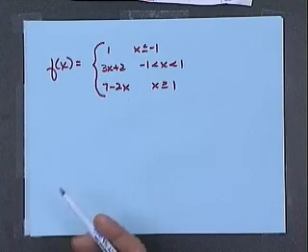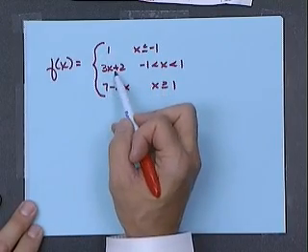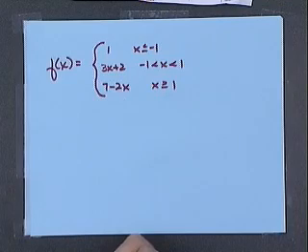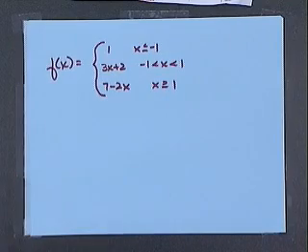So this split domain function happens to be 3 pieces. That's a constant, that's linear, and that's linear. So none of the 3 pieces are really cumbersome. It's just a matter of taking care of where we start and where we stop in terms of the domain.